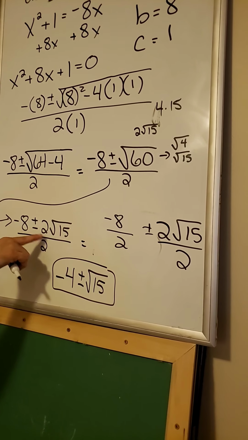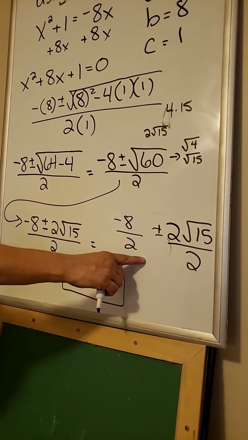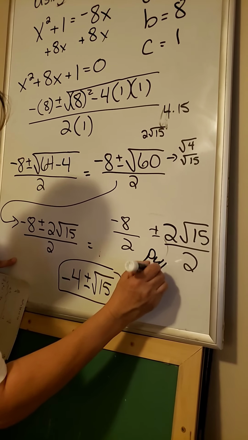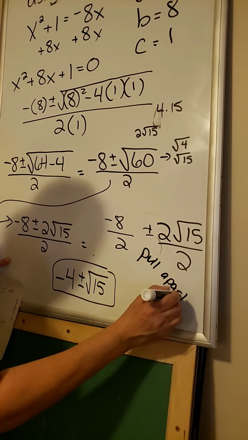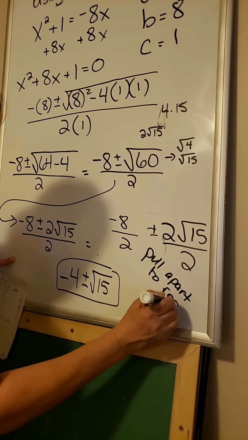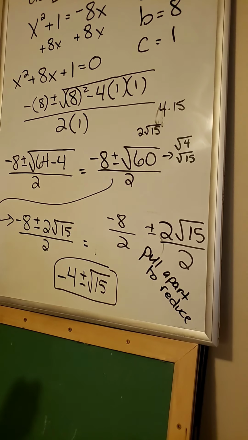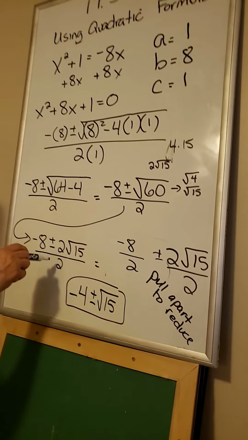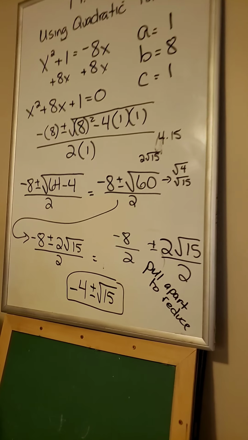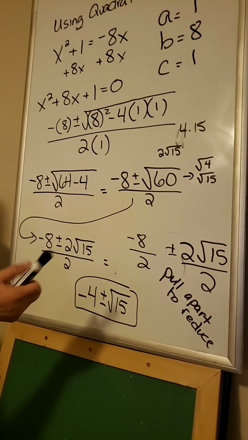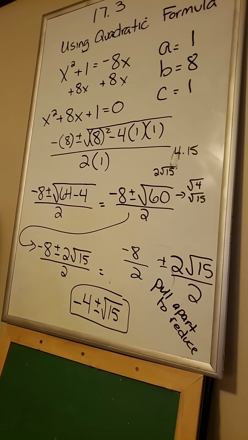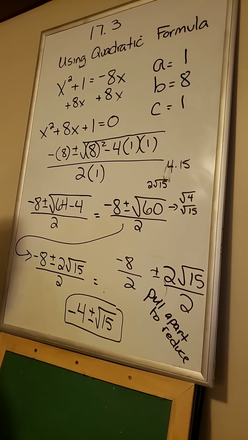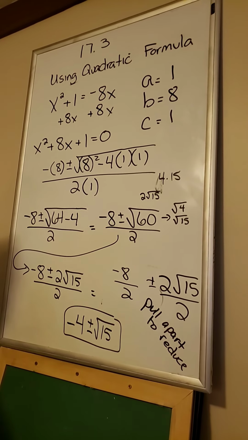Okay, so we pulled this apart into 2 fractions to reduce, and from here we reduced. We saw common factors right here. That's how we knew to pull it apart into 2 fractions. If we wouldn't have seen any common factors here, we wouldn't have pulled it apart. We would have circled it and had that be our final answer. But everybody's even, so we pulled it apart and reduced it into negative 4 plus or minus radical 15.